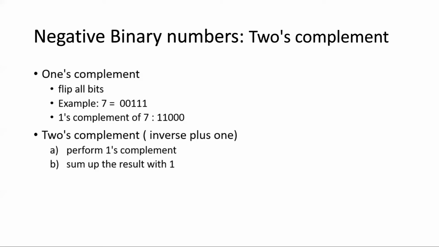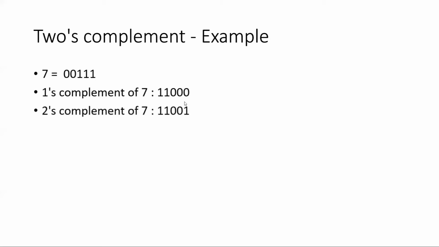So let's again see our example with 7. 7 was represented by 0, 0, 1, 1, 1. And then we want to negate it. So first we need to perform 1's complement. So we simply flip its bits, and then we add it with 1. We add the 1 to the lowest bit, of course. So we will obtain 1, 1, 0, 0, 1. This is actually the representation for -7.